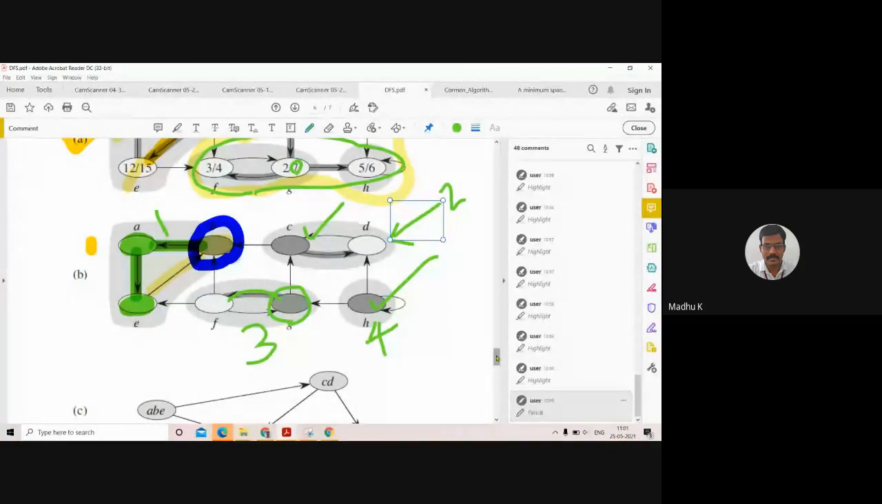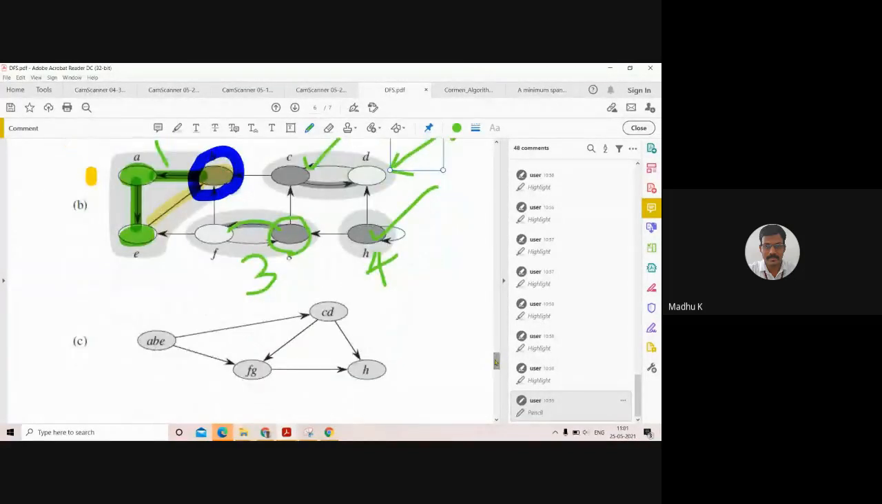So this is the method. If we need, we can write it in this way. You can observe the diagram. CD is a connected component, so we can write C and D together. Then AB is a connected component, AB together. FG is a connected component, FG here. H is a connected component. Then we connect in this way. AB is connected to CD.